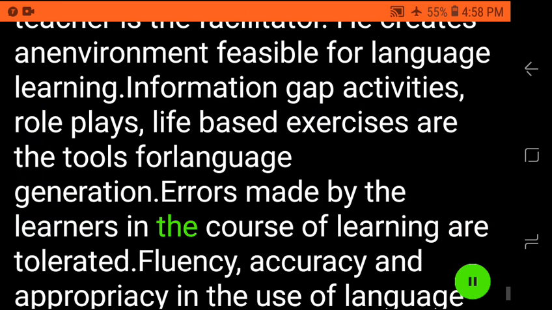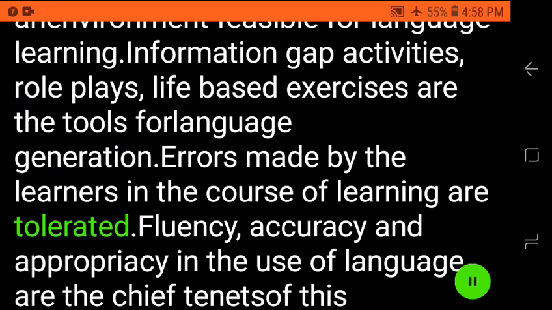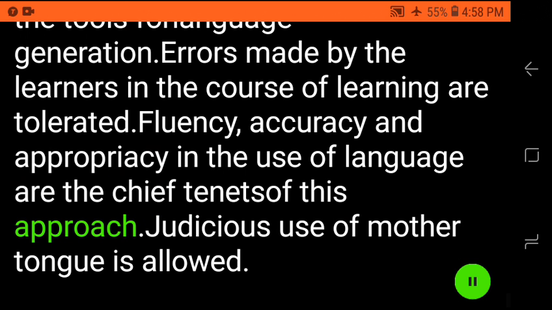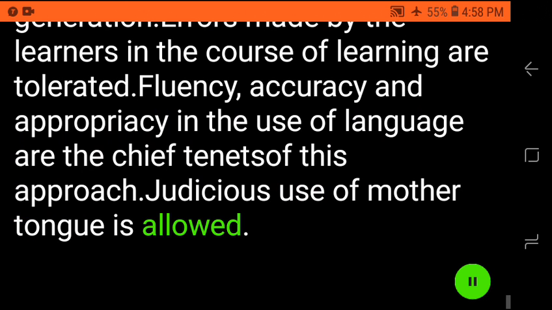Errors made by the learners in the course of learning are tolerated. Fluency, accuracy and appropriacy in the use of language are the chief tenets of this approach. Judicious use of mother tongue is allowed.